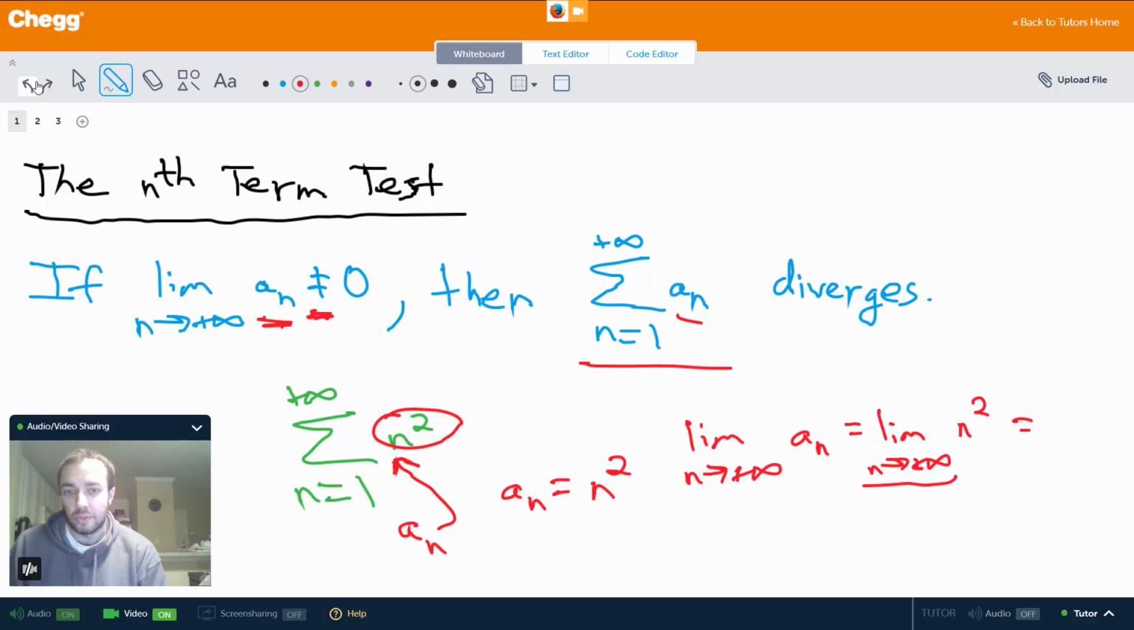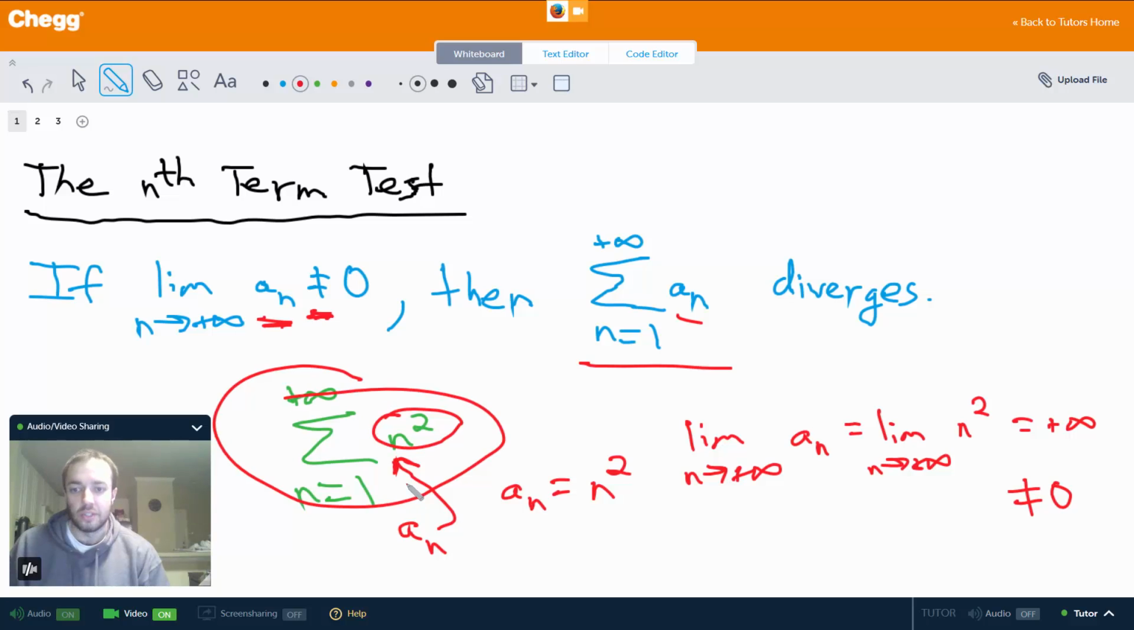Well, since a sub n is n squared, this is the limit as n goes to infinity of n squared. And as n goes to infinity, where does n squared go? N squared also goes to infinity, just more quickly. But the point is it goes to infinity. So that is certainly not 0. Therefore, the limit as n goes to infinity of a sub n is not 0. So the nth term test tells us that this series diverges. Okay? So that's one example of being able to apply the nth term test.